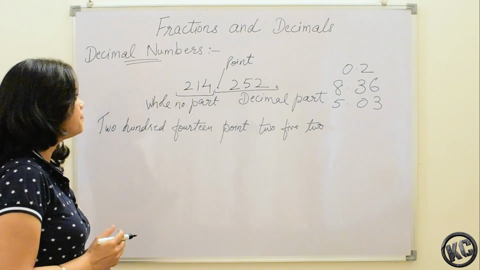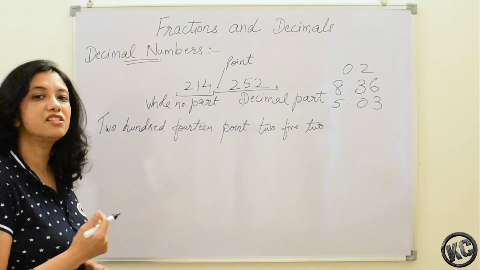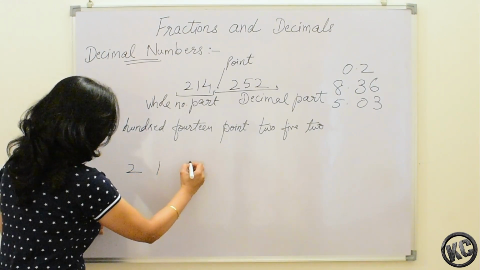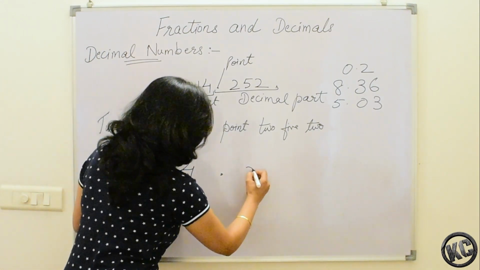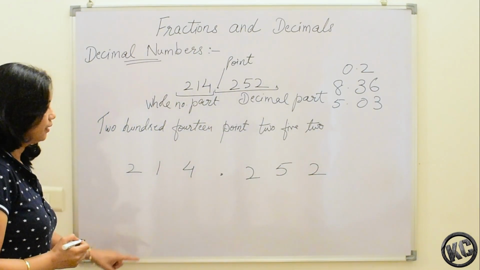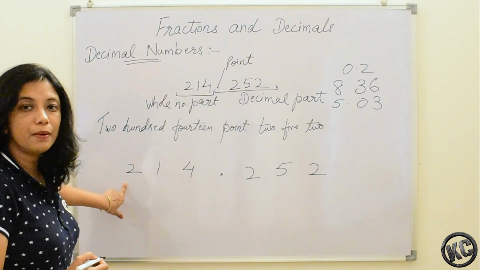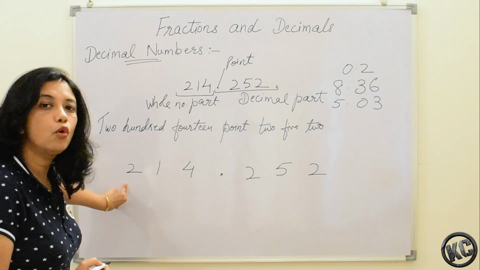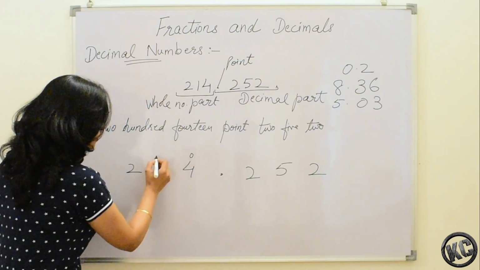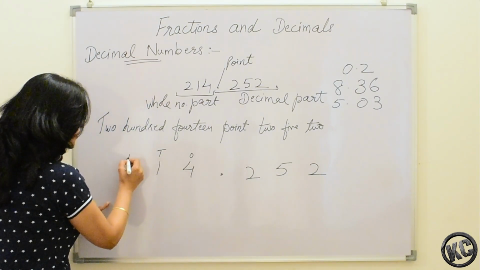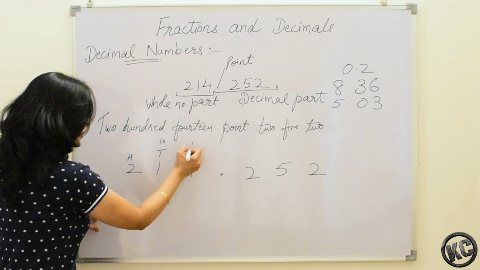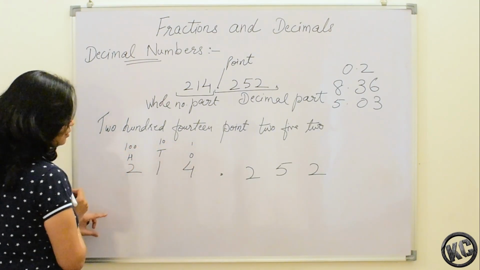Now let us see how we can place them in the place value chart. See, this is 214.252. This is the whole number part. How do we write whole numbers in the place value chart? This is the ones place, this is the tens place, and this is the hundreds.